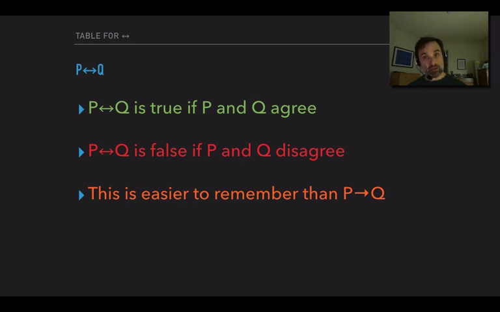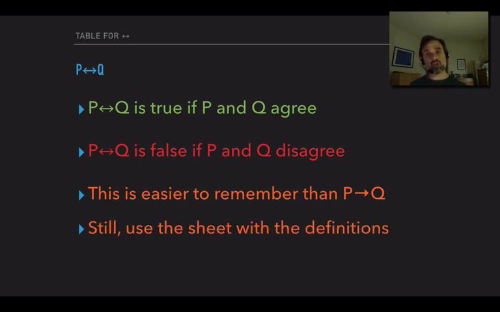This is easier to remember than the truth table for the conditional, but it's not necessarily completely easy to remember. In particular, it can be easy to forget that if they're both false, then the whole thing is true. And so again, I would recommend that you use the sheet with the definitions, which now has the definitions for all of our symbols. So you now know everything you need to know to do a truth table for any of our sentences.